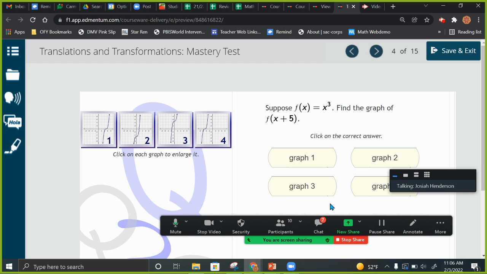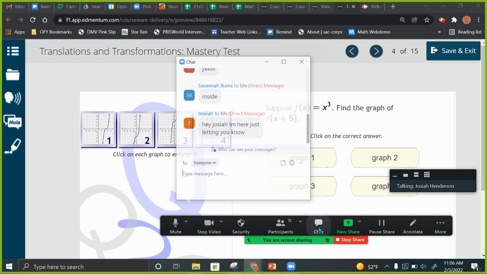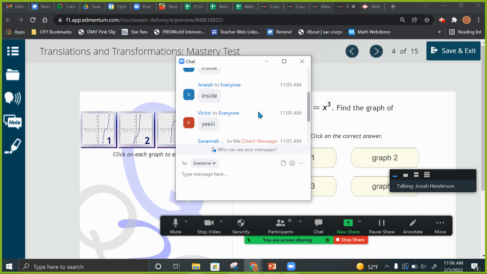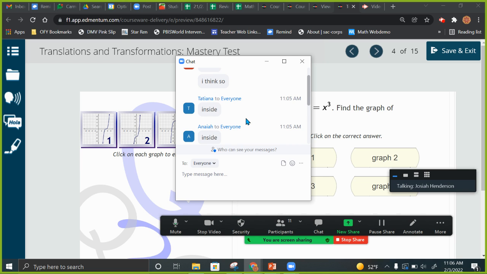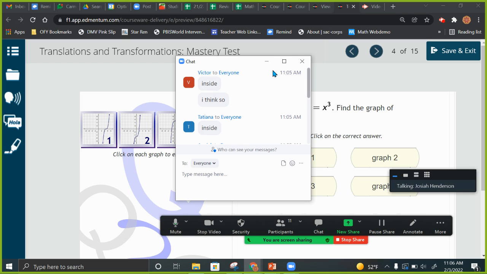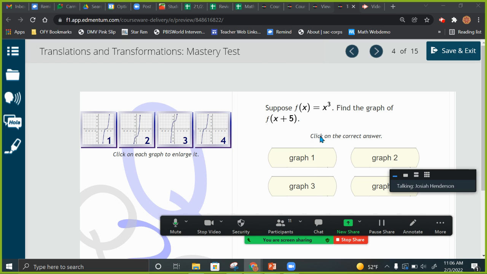Cool. 7 of 7 chats. Is the plus 5 inside or outside? Let me just quickly see what you guys are saying. Inside. Victor says, yee! Awesome, Victor. Inside. Good job. And Victor said inside as well. So thanks, guys. Yeah, the plus 5 is inside.